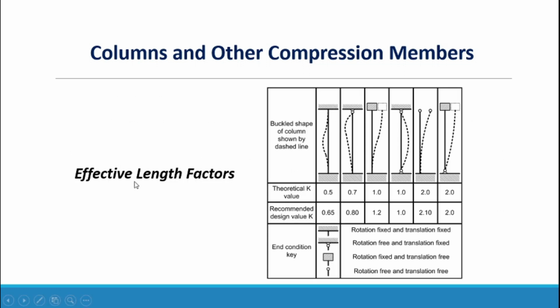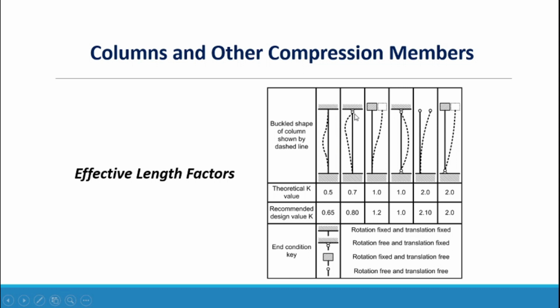And for the effective length factors, for the buckled shape of a column shown by the dashed line, the theoretical K value is given. The symbols are: rotation fixed and translation fixed, rotation free and translation fixed, rotation fixed and translation free, and rotation free and translation free. So the first diagram, rotation fixed and translation fixed at both top and bottom support, this is the shape of the buckled column. And the theoretical K value is 0.5, and the recommended design value K is 0.65.